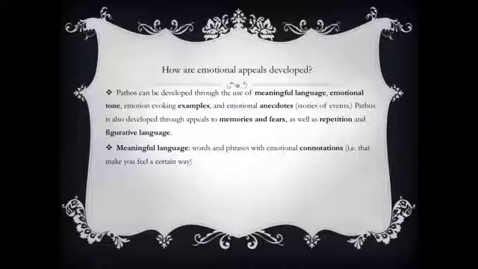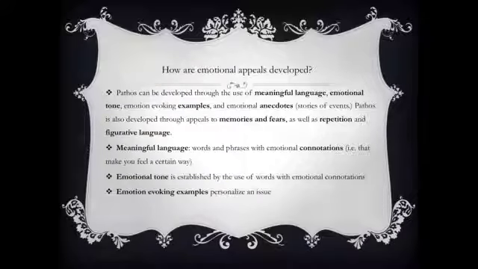So just to expound a bit on those basic terms, meaningful language includes words and phrases with emotional connotations. So something with a connotation has a meaning aside from its denotative meaning or its dictionary meaning. So connotations are ideas associated with a word that go beyond its actual meaning. So a word with an emotional connotation would be a word that normally makes you feel a certain way. So emotional tone is basically established by the use of words like this, words with emotional connotations.